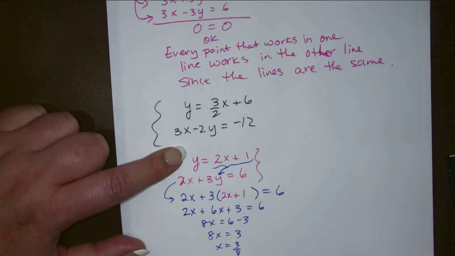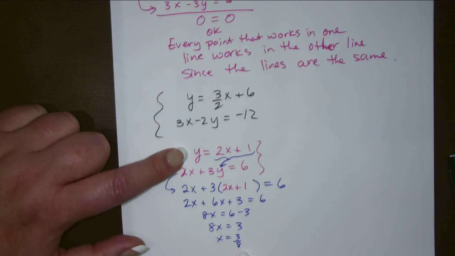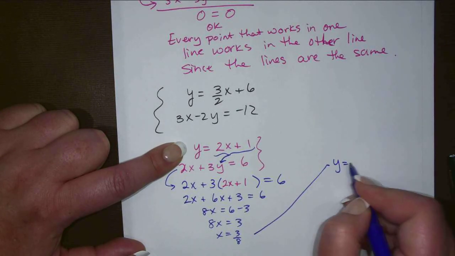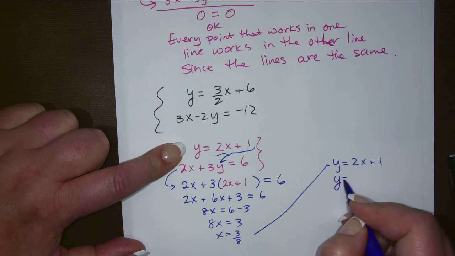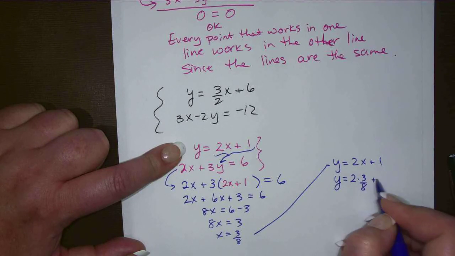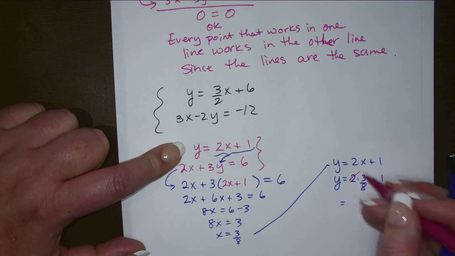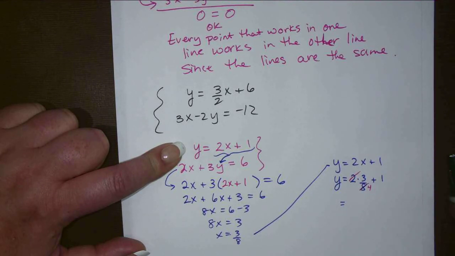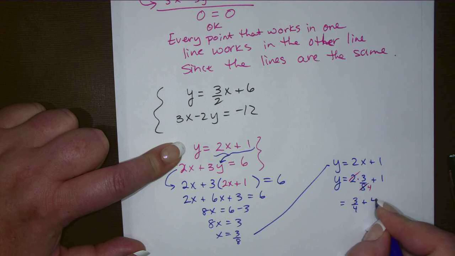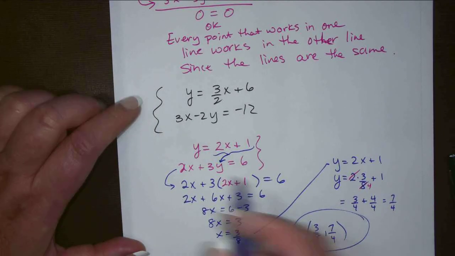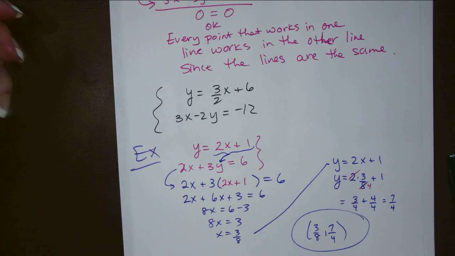Three over 8, a fraction, not nice, but we can solve for y easily by plugging it into the first one, because that's already solved for y. Let's do it quick because we're out of time. So 3 over 4 plus 1, which is 4 over 4. Okay, I just did that quick, but you can write it down and go back and check.